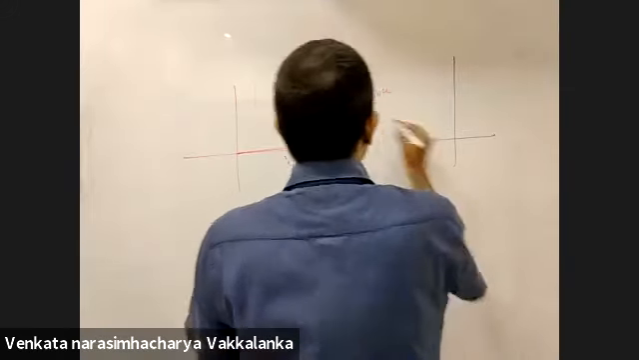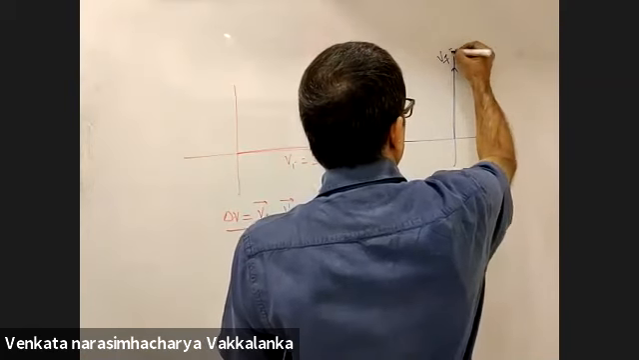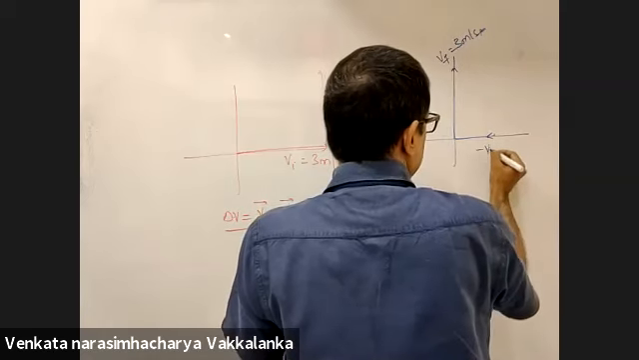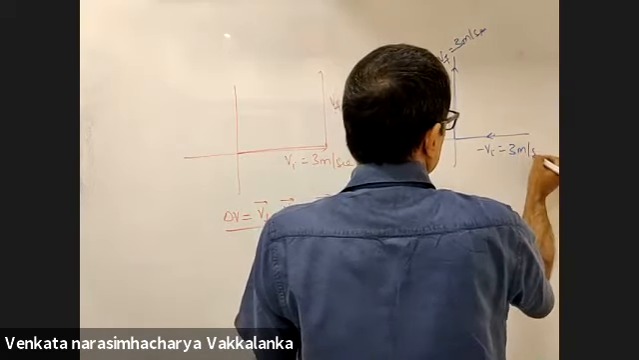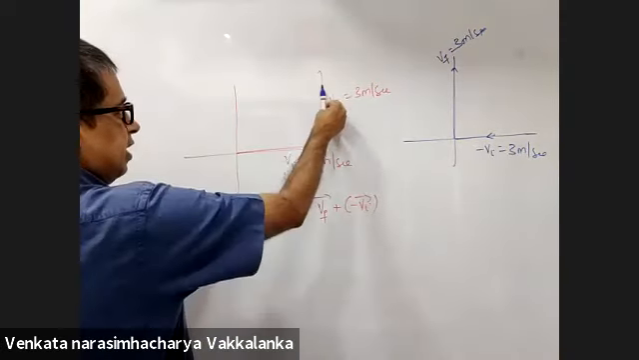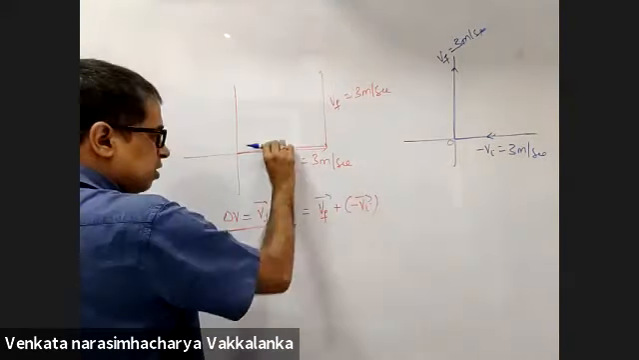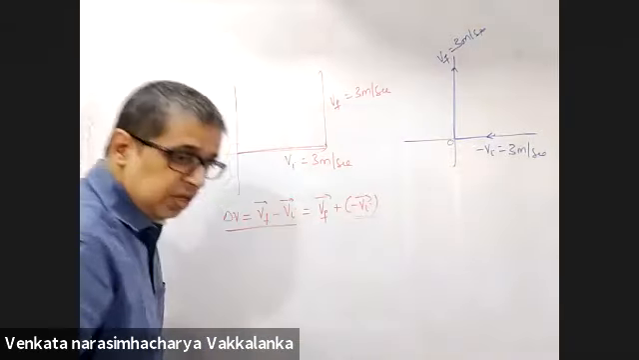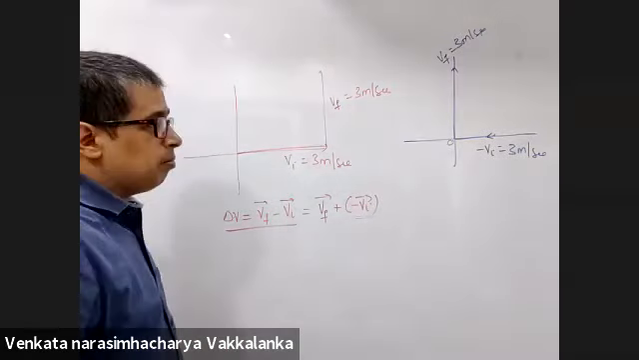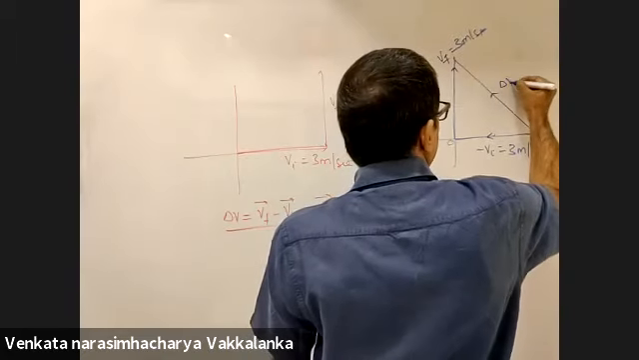Watch out for this. I will write V final here. V final is 3 meters per second. Minus V initial is 3 meters per second. I reversed this direction. I translated V final to the origin. I reversed V initial. Why did you reverse V initial? Your requirement of change in velocity is V final minus V initial. This will be delta V.